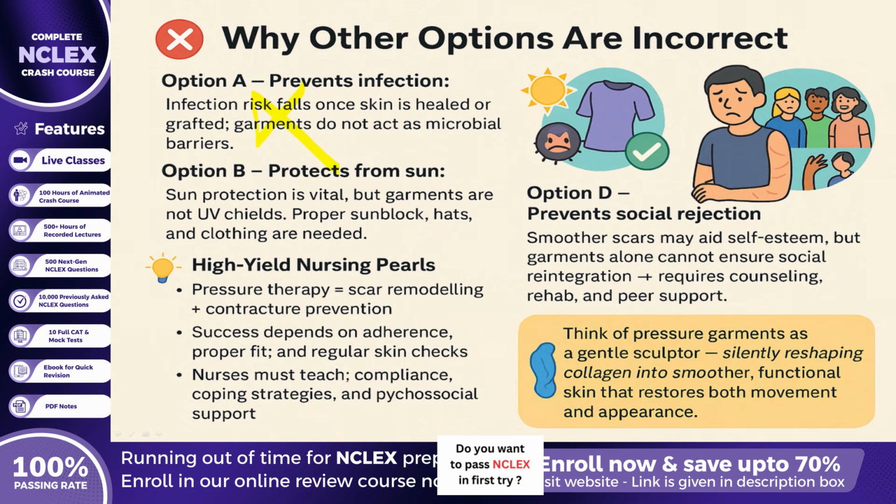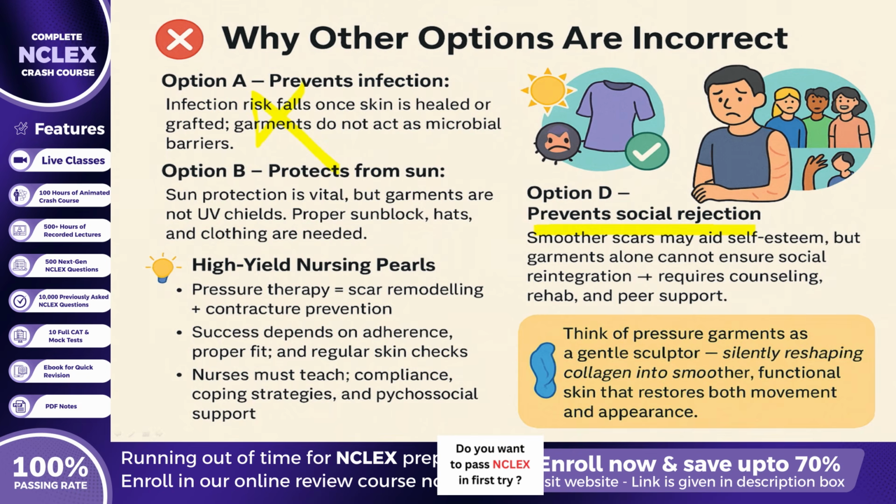Shifting to Option D, although the smoother cosmetic results of pressure garments can indeed support self-esteem and reduce feelings of stigma, preventing social rejection is not their primary role. Social reintegration requires broader support such as counseling, rehabilitation programs, and peer support groups.